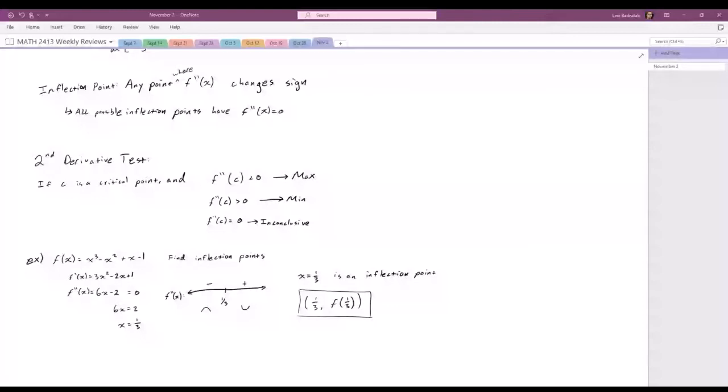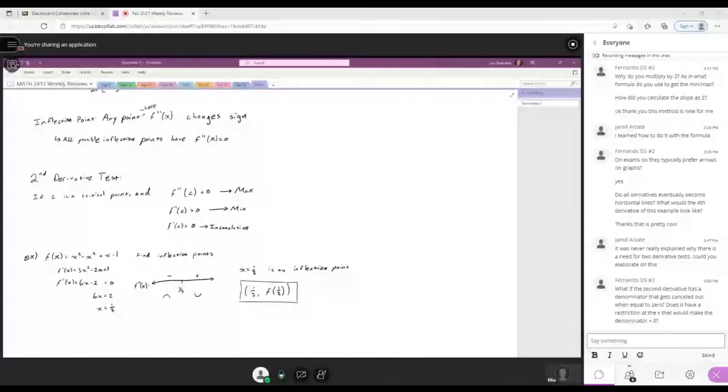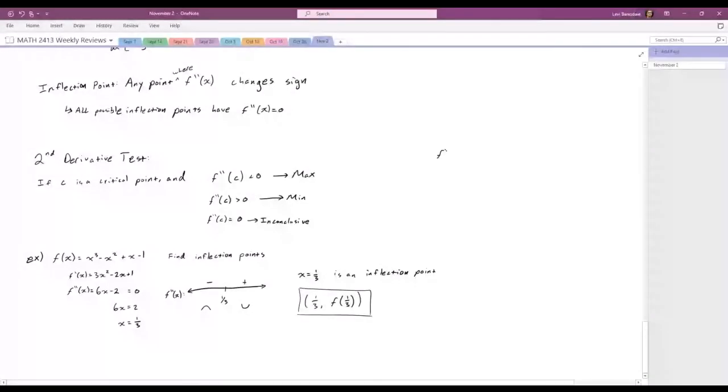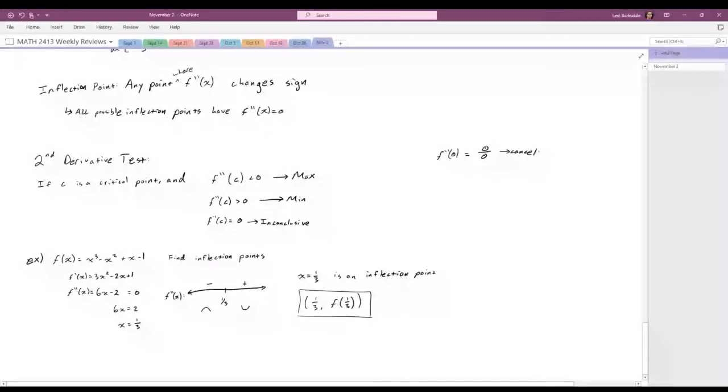Interesting. I'm not quite sure that I'm understanding your question. So right now, my interpretation of it is you're saying, what if my second derivative is something like, I don't know, or at 0 specifically, you're saying, what if we get something that gets us 0 over 0 that cancels? Is that kind of what you're asking? What happens in this case?